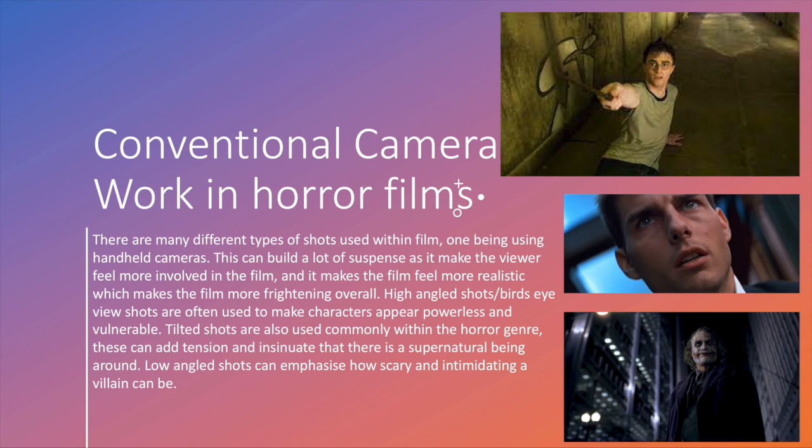There are many different types of shots used within film, one being using handheld cameras. This can build a lot of suspense as it makes the viewer feel more involved in the film, and it makes the film feel more realistic, making the film more frightening overall. High-angled shots and bird's-eye view shots are often used to make characters appear powerless and vulnerable. Tilted shots are also commonly used within the horror genre, and these can add tension and insinuate that there is a supernatural being around. Low-angled shots can emphasize how scary and intimidating a villain can be.